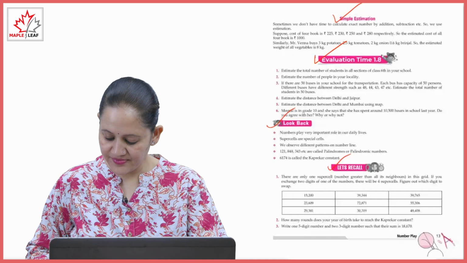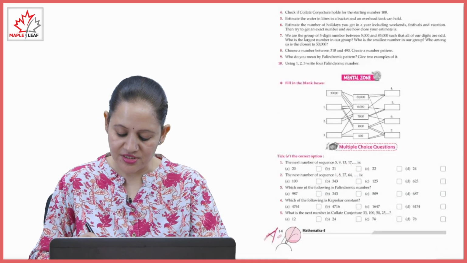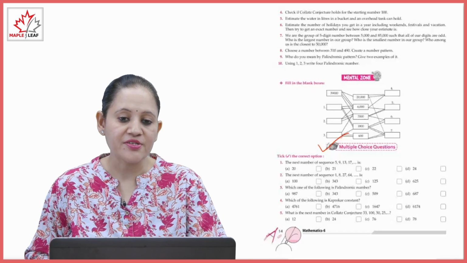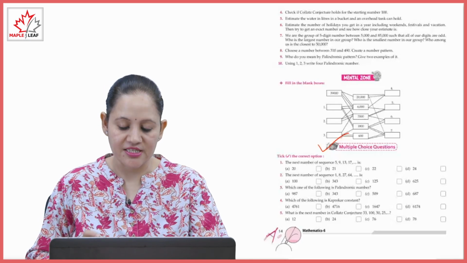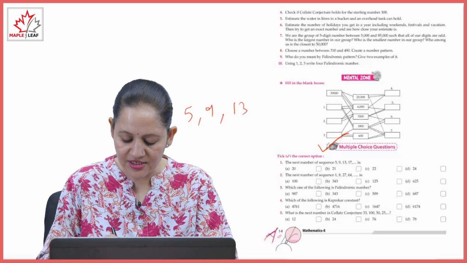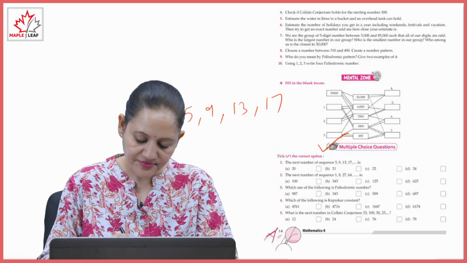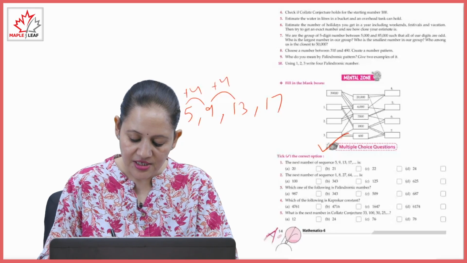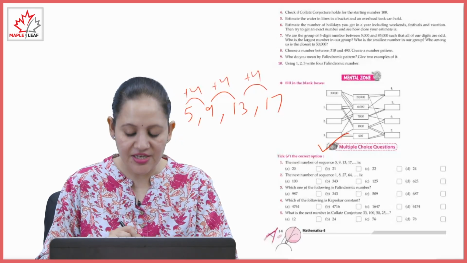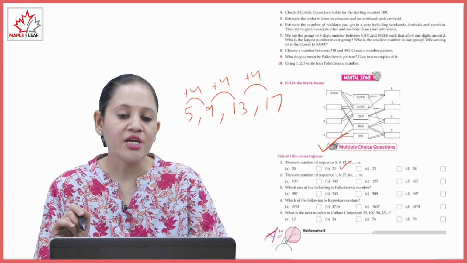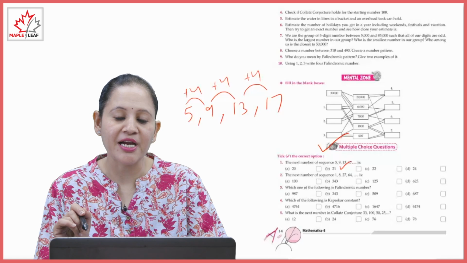Next is multiple choice questions. Choose the correct option. The next number of the sequence 5, 9, 13, 17 is. So 5, 9, 13 and 17. 5 plus 4, 9, 9 plus 4, 13, 13 plus 4, 17, 17 plus 4, that is 21. So B is the correct option here. So here we end the chapter. I hope you have understood the chapter. Now practice it.